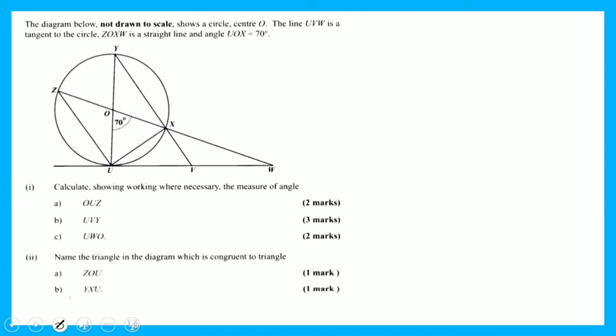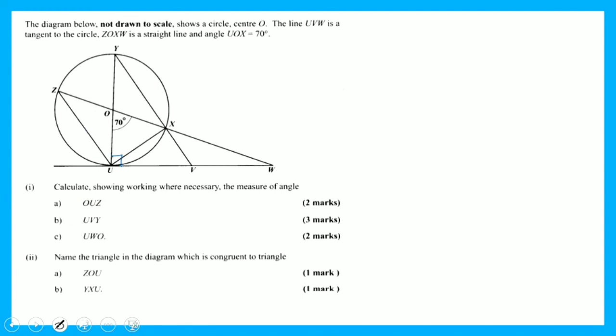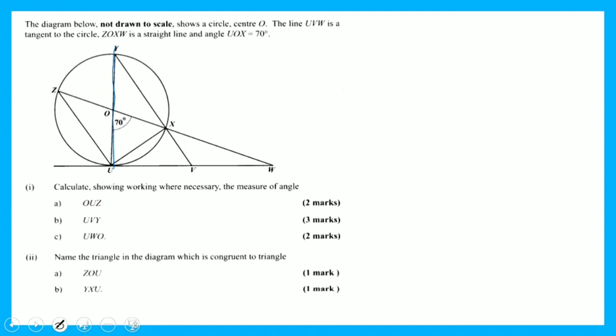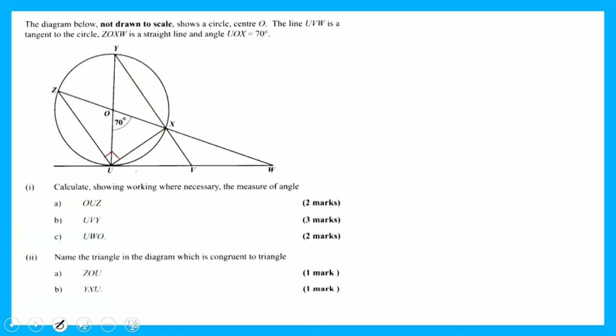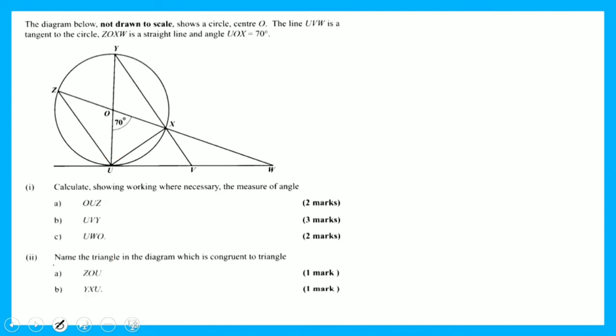Well, all of them are simple. You have 70 here. You want to look at these two because that's an isosceles triangle. You also want to look at the fact that this is 90 degrees, this is 90 degrees. You also want to look at the fact that this is a diameter because it goes through the center. And so the angle formed here on that diameter is 90 degrees. The angle formed here as well is 90 degrees. So it says calculate, showing working where necessary. So you don't have to give reasons this time, but show your working. The measure of angle OUZ.